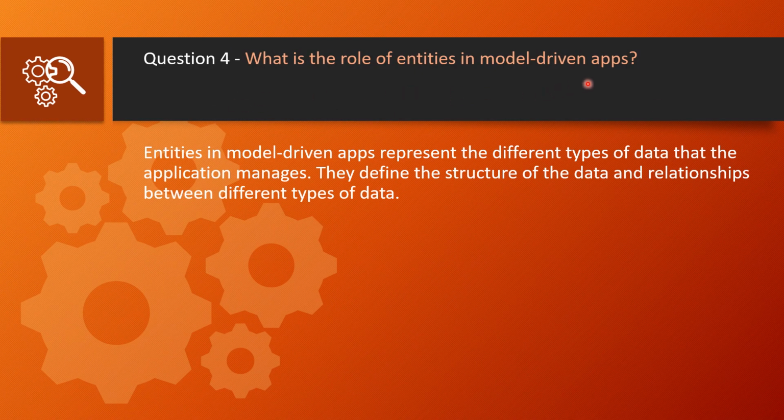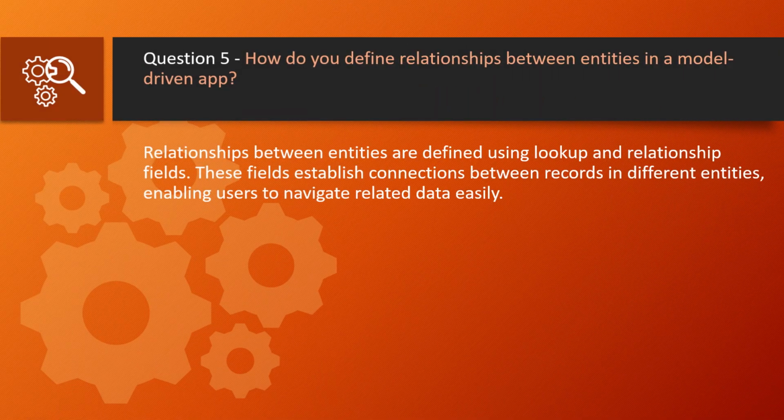What is the role of entities in model-driven apps? Entities in model-driven apps represent the different types of data that the application manages. They define the structure of data and the relationships between the different types of data. How do you define relationships between entities in model-driven apps? Relationships between entities are defined using lookup and relationship fields. These fields establish the connections between records within different entities, and that enables users to navigate the related data easily.